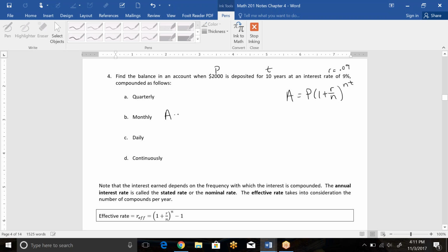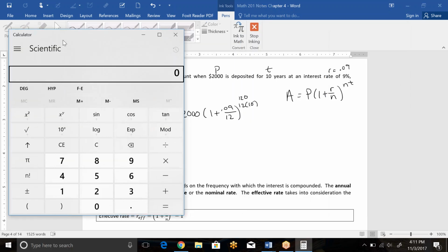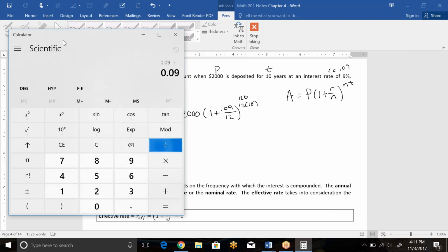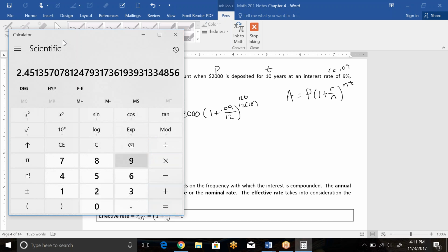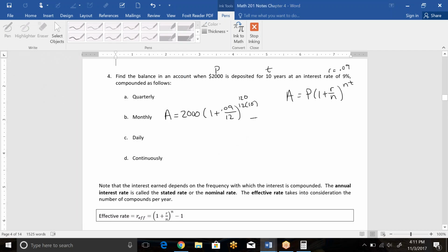So for monthly, we'd be plugging in 12 for the compounding amount. So that's N. So 1 plus 0.09 divided by 12, 12 times 10. So my exponent up here is 120. So let's get our calculator. So we'd be doing 0.09 divided by 12 plus 1 raised to the 120th power, and then times by the 2,000. So that would be $4,902.71.